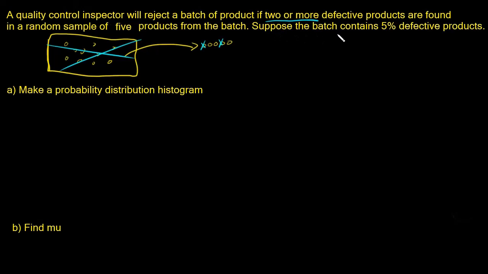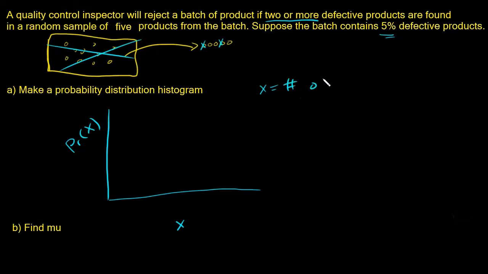So suppose that a batch contains 5% defective products, and we want to solve these problems here. First thing, make a probability distribution histogram. On the y-axis, we'll have the probability of x, and on the x-axis, we'll have x, where x is our number of defective products out of 5, because we're randomly sampling 5. So number of defective products out of 5.